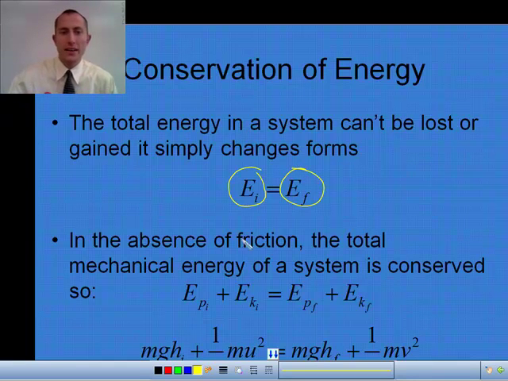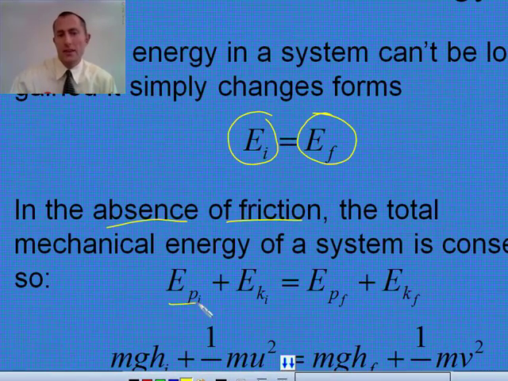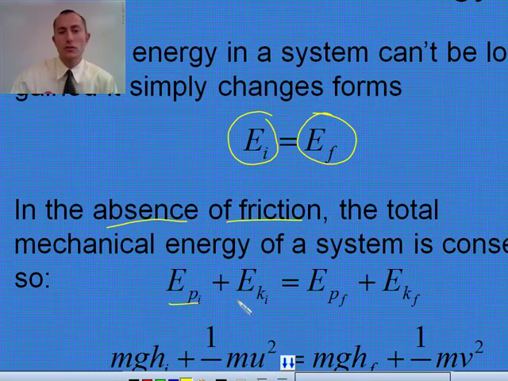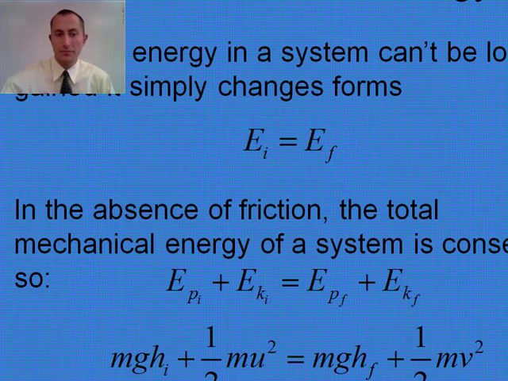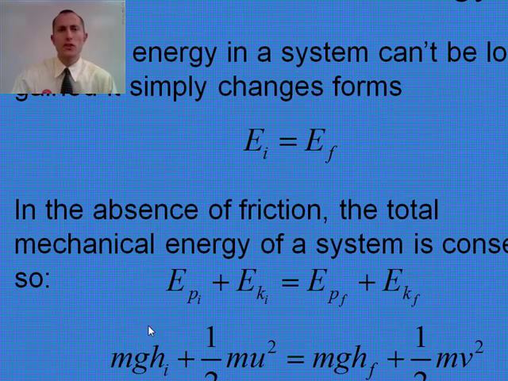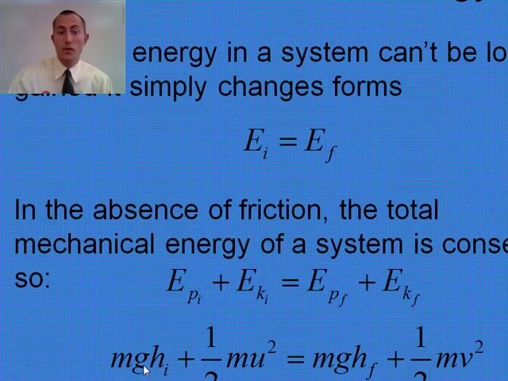Now, to go along with what we just said, in the absence of friction, the total mechanical energy of a system is conserved, and that absence of friction is key. So what that means is that in the absence of friction, the total potential plus kinetic energy at the beginning is equal to the total potential plus kinetic at the end. If we're just talking about gravitational potential energy, we can expand on that a little bit more and say mgh initial plus 1/2 mu squared is equal to mgh final plus 1/2 mv squared.